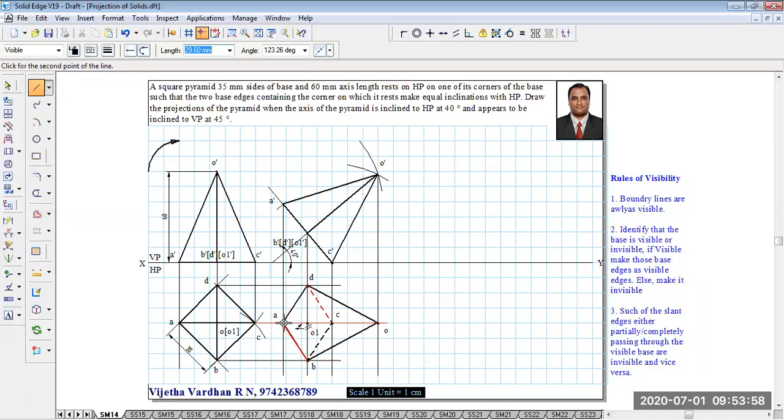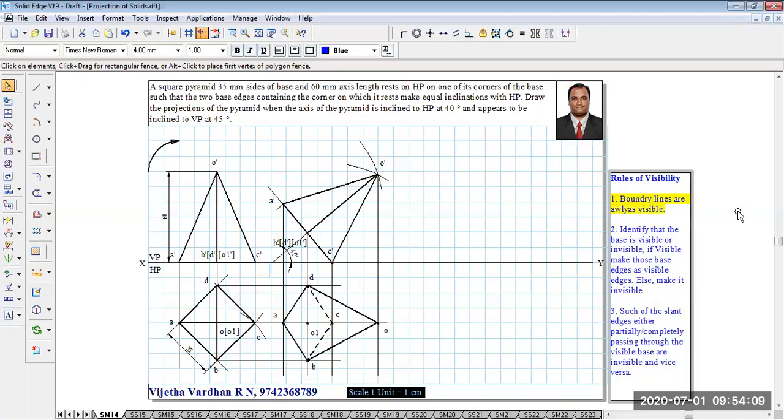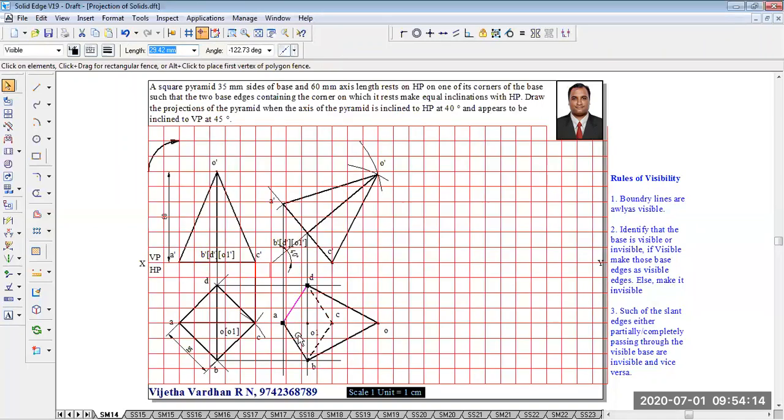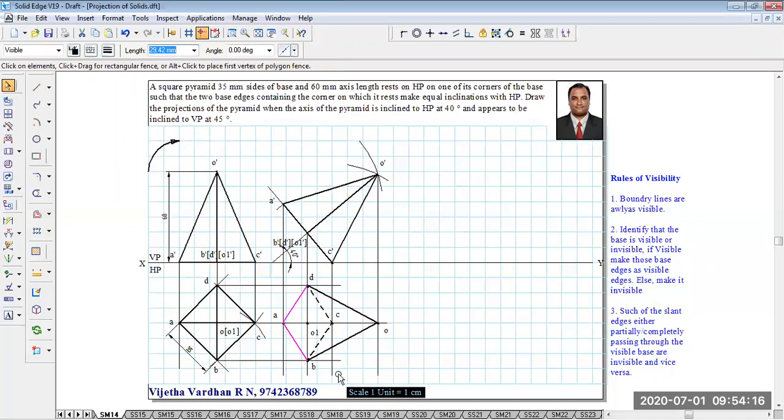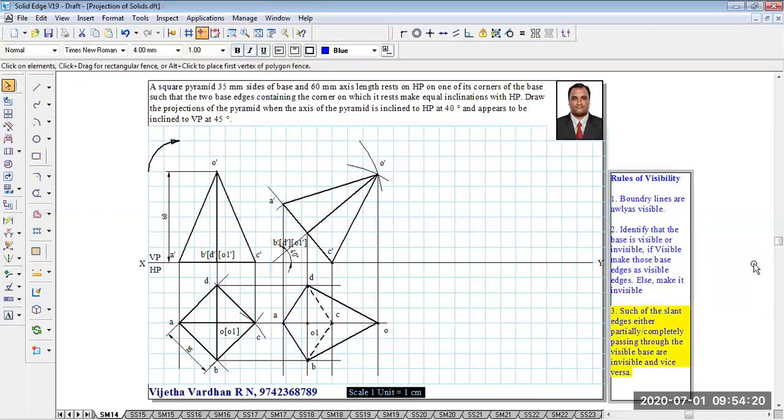However, some students may ask, why can't we connect BA and AD also as invisible edges? You can observe, according to the first point, the boundary lines are always visible. Henceforth, even though the base edges are not visible, those which come on the boundary line must be visible. And after which, the third point says that such of the slant edges, either partially or completely, passing through the visible base are invisible and vice versa.